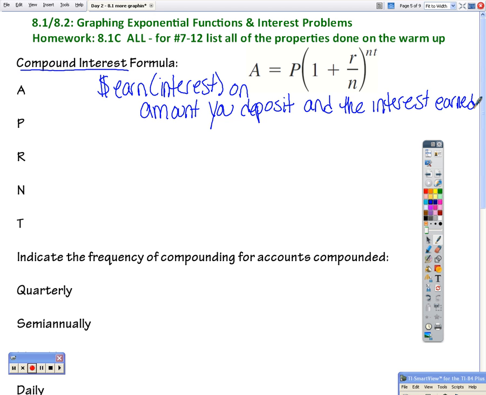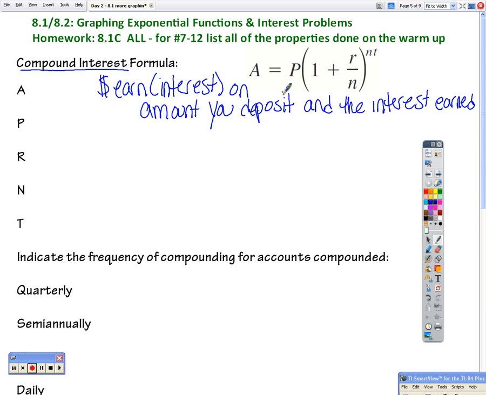So there's really two types of interest. Compound, like this, where you're earning money on the amount you put in plus any other interest you've earned. The other kind is called simple interest, where you only earn money on what you've deposited. Compound interest is the way most bank accounts for savings work. This formula is the formula we're going to use for compound interest.